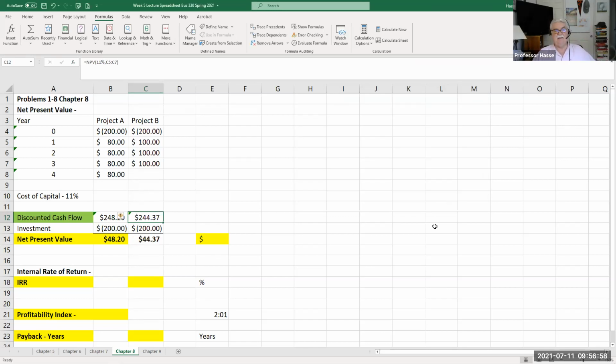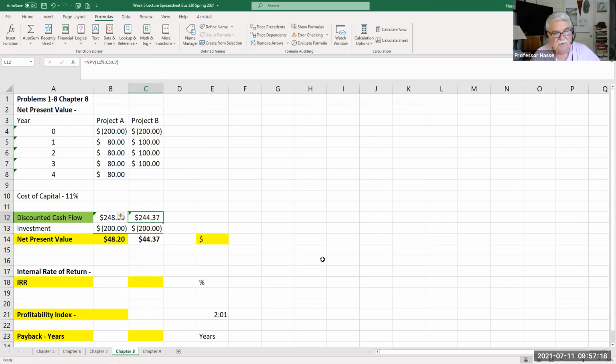$244.37 for a net present value of $44.37. So just looking at this analysis, we would raise our hand: project A is making more money in terms of the total amount of the project. Not by much, but it is.